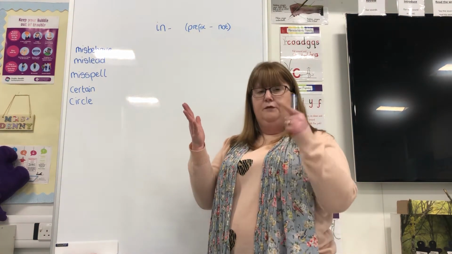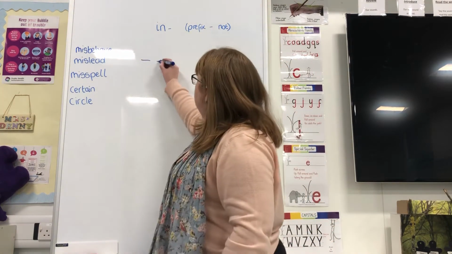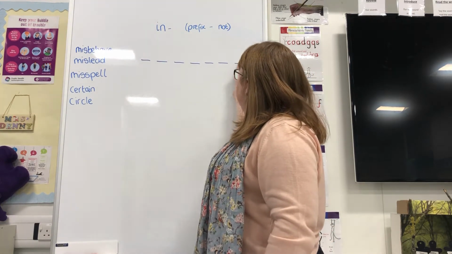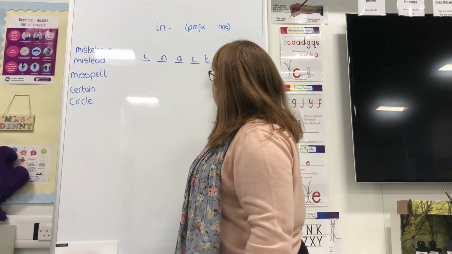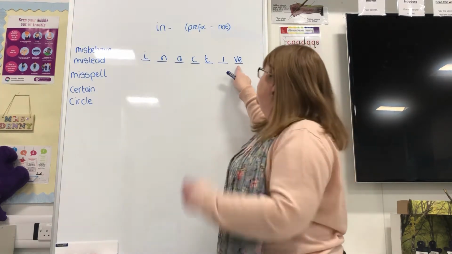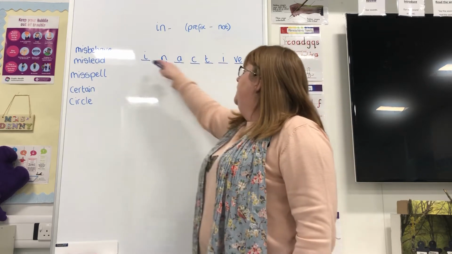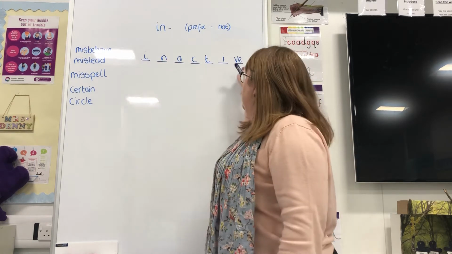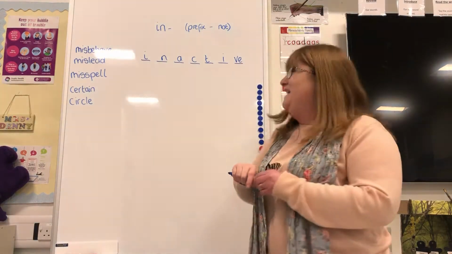Act, okay, so you've got 7 sounds there. 2, 3, 4, 5, 6, 7. So you've got act. And then the v, remember the v and the e go together to make the v sound at the end. So you've got inactive. Okay, next one we're going to do is incorrect.